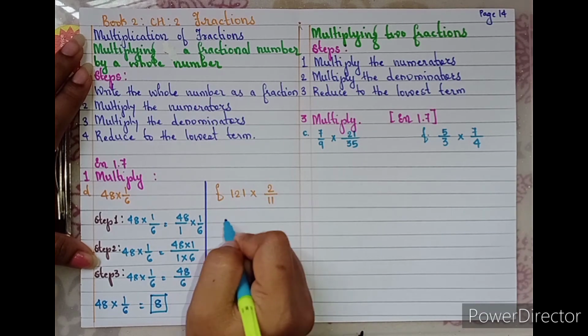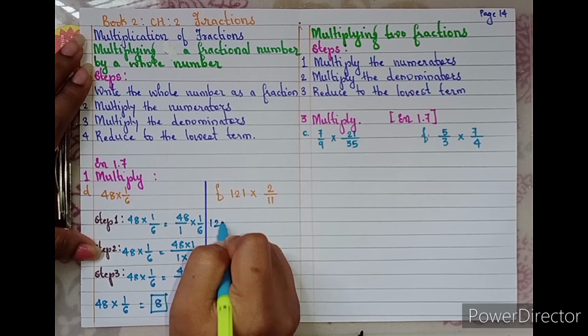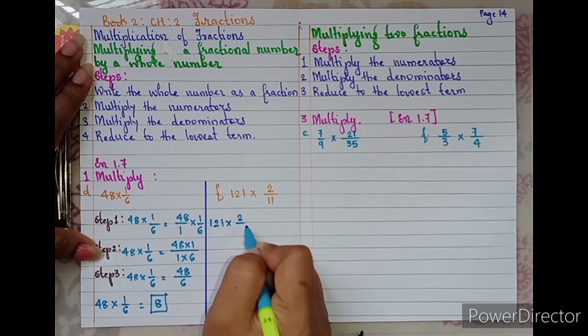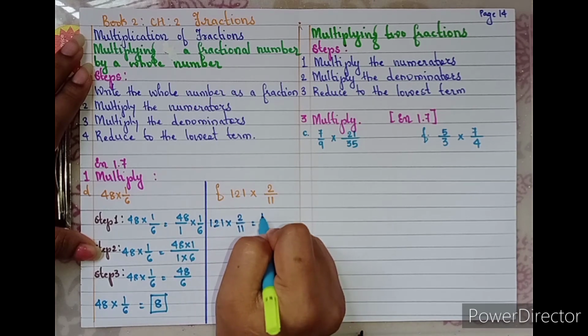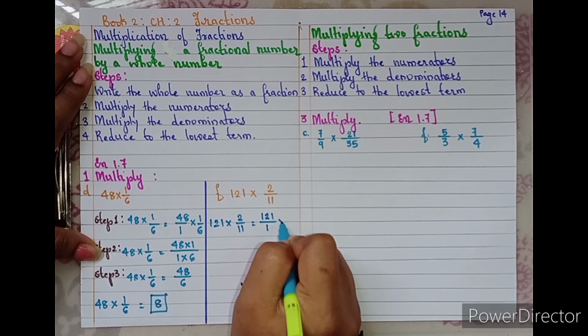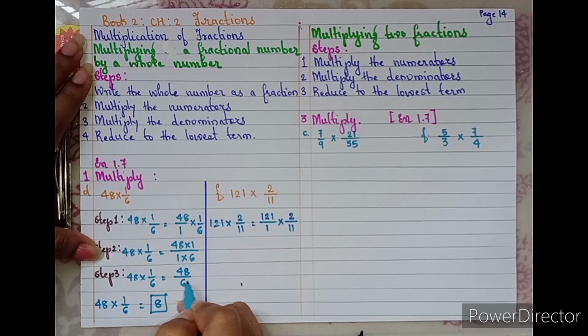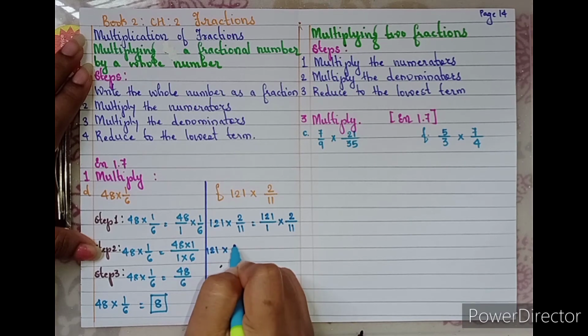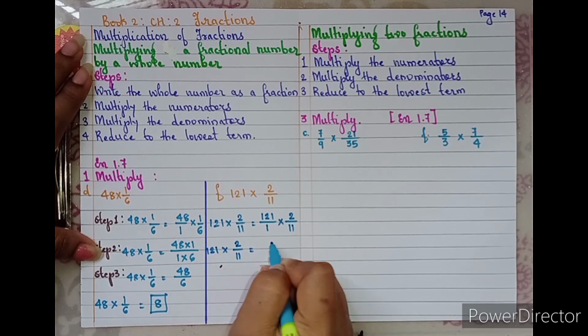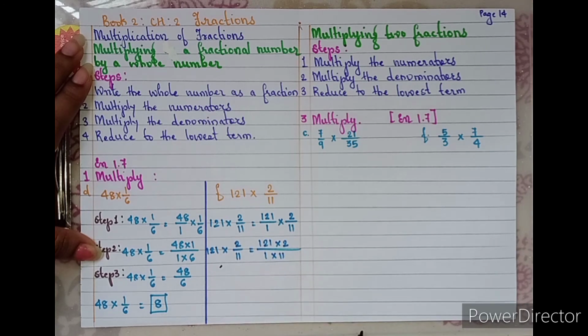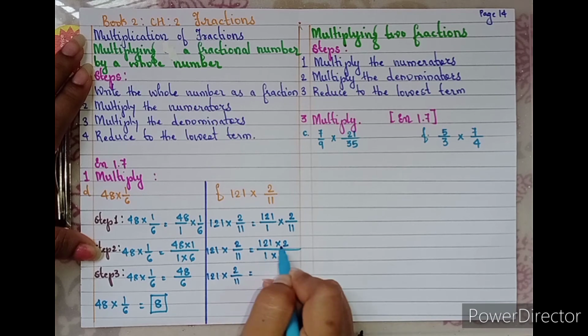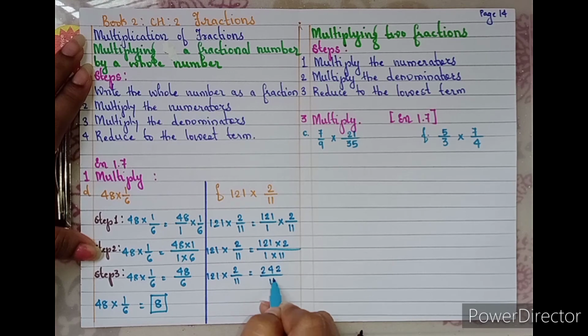Similarly, we shall solve this problem. Okay, 121 into 2 upon 11 equals 121 divided by 1 into 2 divided by 11. Therefore, 121 into 2 by 11 equals 121 into 2 divided by 1 into 11. Further, let's multiply: 2 1s are 2, 2 2s are 4, 2 1s are 2, and 11 1s are 11.